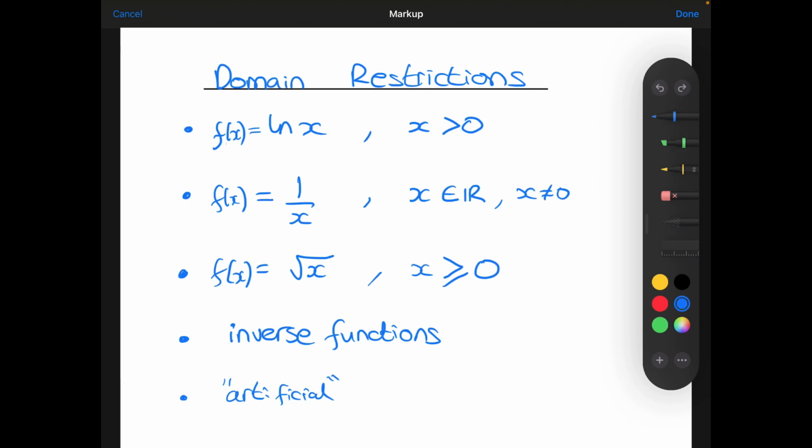There's two other reasons why the domain might be restricted. It could be restricted for the purpose of inverse functions, but we'll talk about that when we do that lesson in a couple of lessons' time. Or we could have an artificial domain restriction, which is not strictly necessary for the function definition, but might be there for other reasons. And we'll see an example of that in a minute.